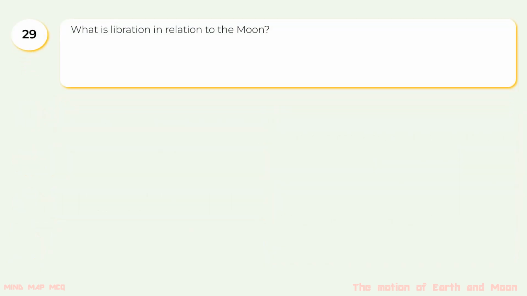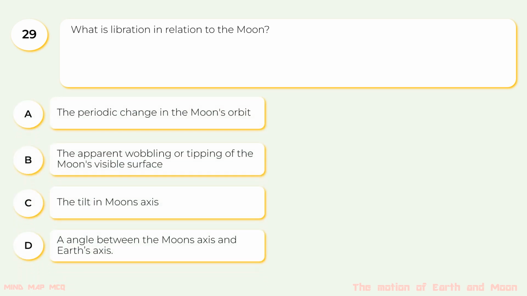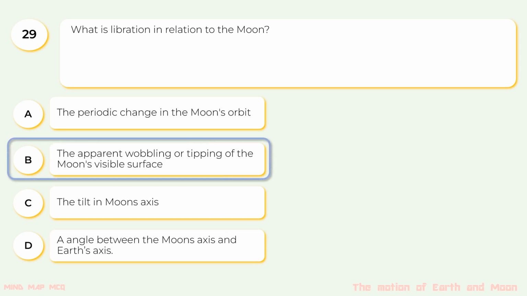29. What is libration in relation to the moon? A. The periodic change in the moon's orbit. B. The apparent wobbling or tipping of the moon's visible surface. C. The tilt in the moon's axis. D. The angle between the moon's axis and the earth's axis. The correct option is B. The apparent wobbling or tipping of the moon's visible surface.